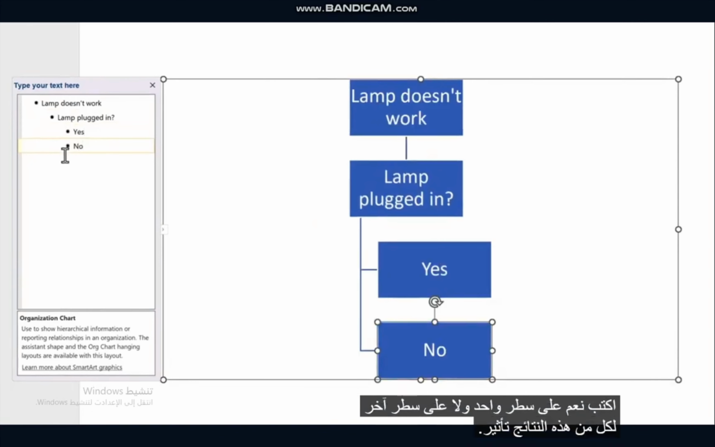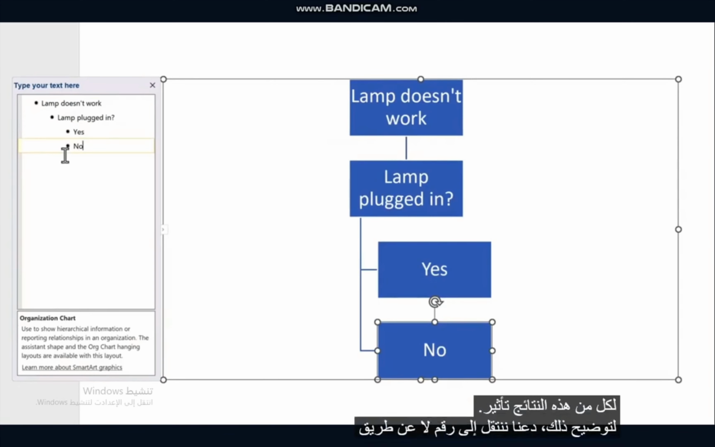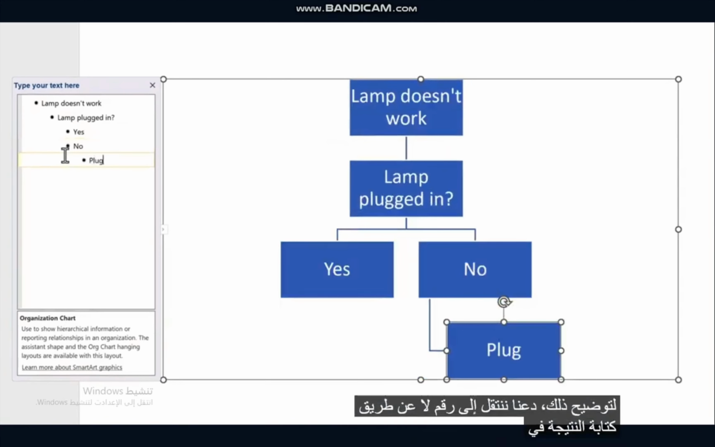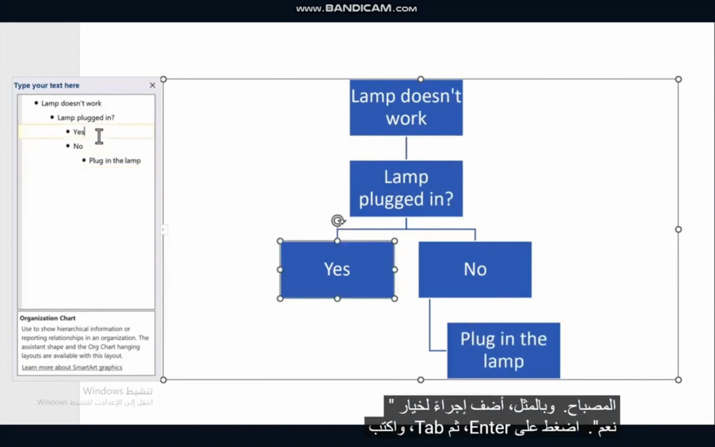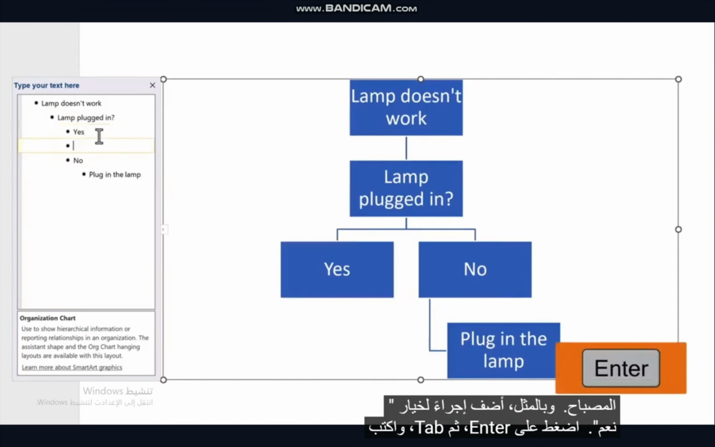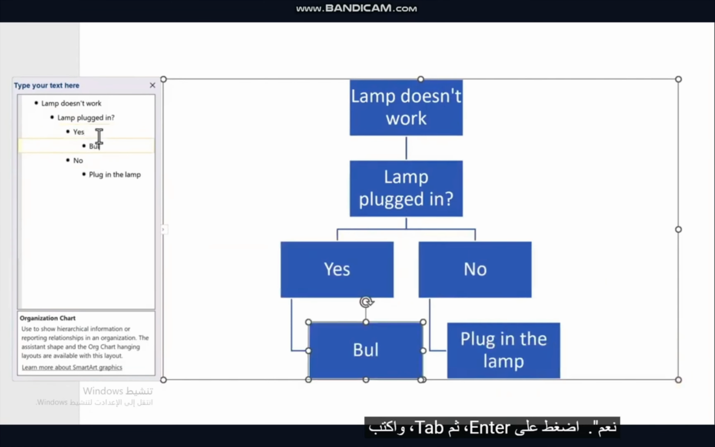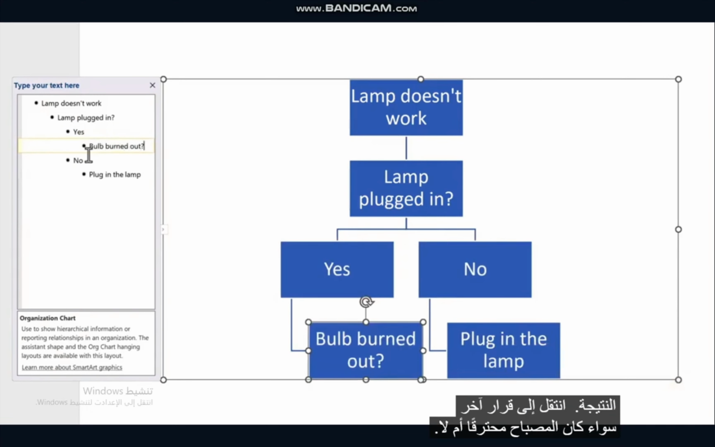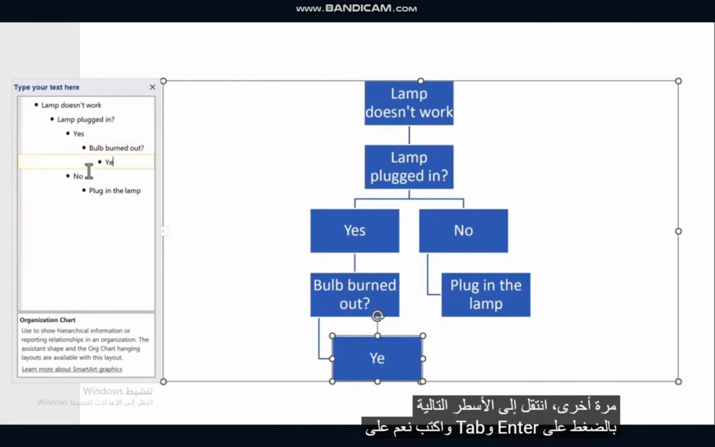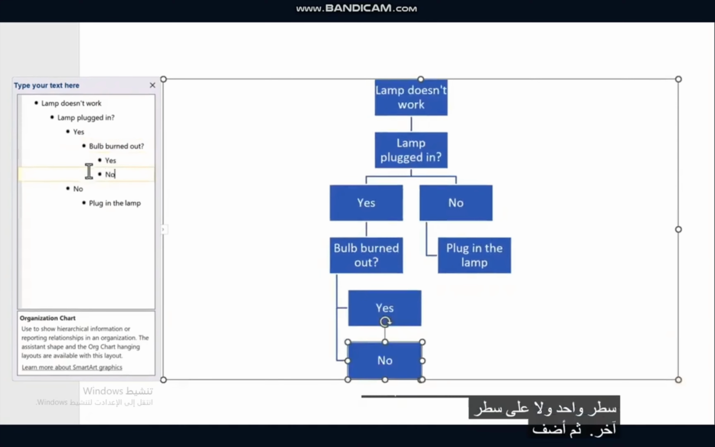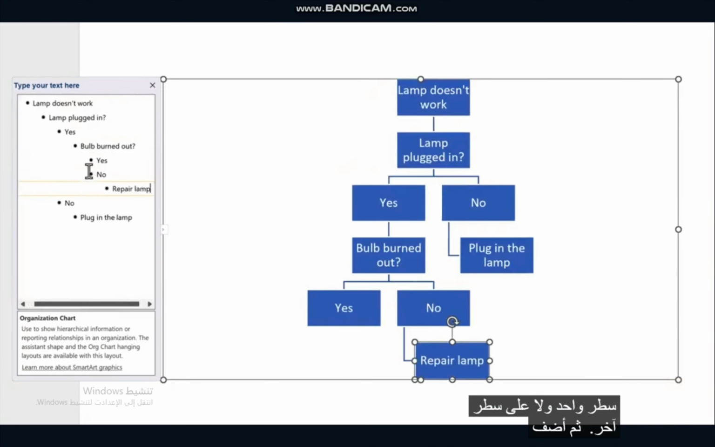Each of these outcomes has an action. To illustrate, let's navigate to No by typing the outcome Plug in lamp. Similarly, add an action for the Yes option. Hit Enter, then Tab, and write the outcome. Continue to another decision, whether the bulb is burnt out or not. Once again, move to the next lines by hitting Enter and Tab, and write Yes on one line and No on another. Then, add the outcome actions.